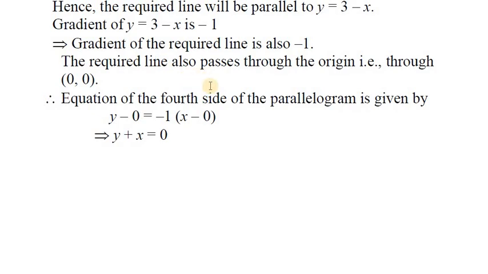Therefore, using the point slope form, we have the equation y minus y1 equal to m into x minus x1, and after simplification x plus y is equal to 0. So this is the equation of the fourth line of the parallelogram.